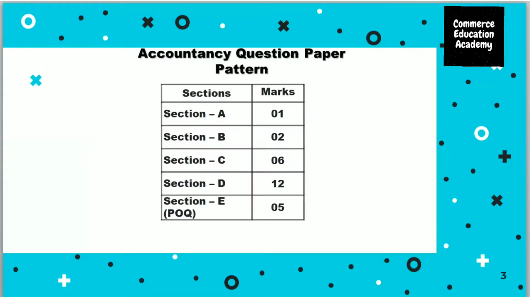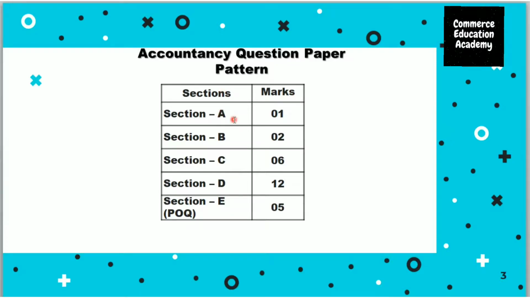So let's begin. The accountancy question paper pattern will be like this, whether it is for the midterm exam, the board exam, or the preparatory exam. No matter what the test or exam is, the question paper pattern will follow like this. In accountancy, you have 5 sections: Section A, Section B, Section C, Section D, and E. These are the sections classified.